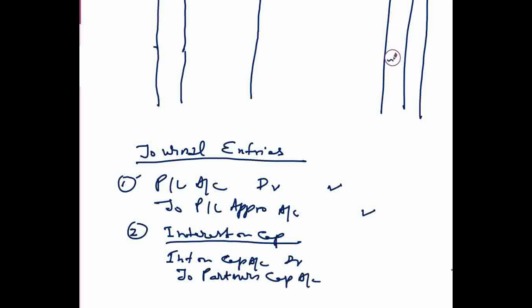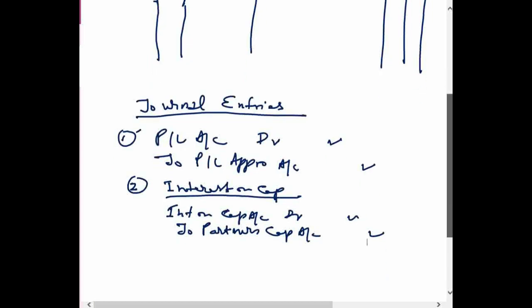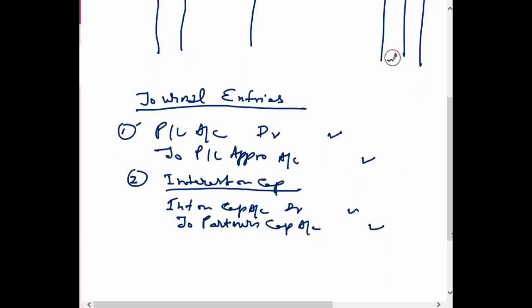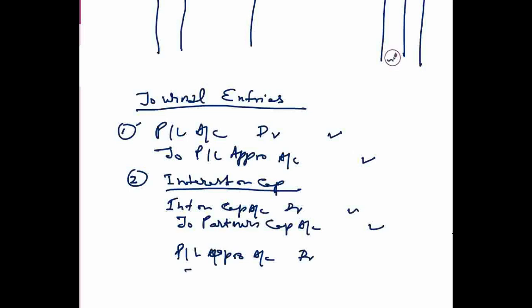capital account. And we need to transfer the interest to the profit and loss appropriation account. This interest is an expense of the firm. It needs to be closed by transfer to PL account. So the entry is PL appropriation account debit to interest on capital account.